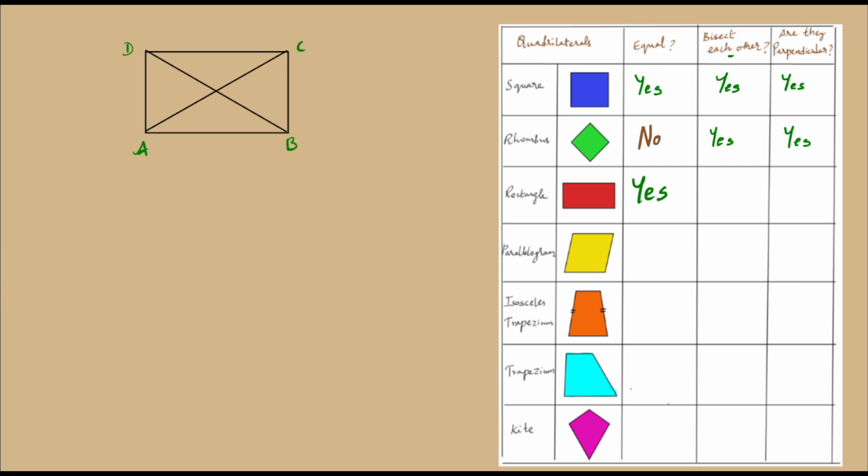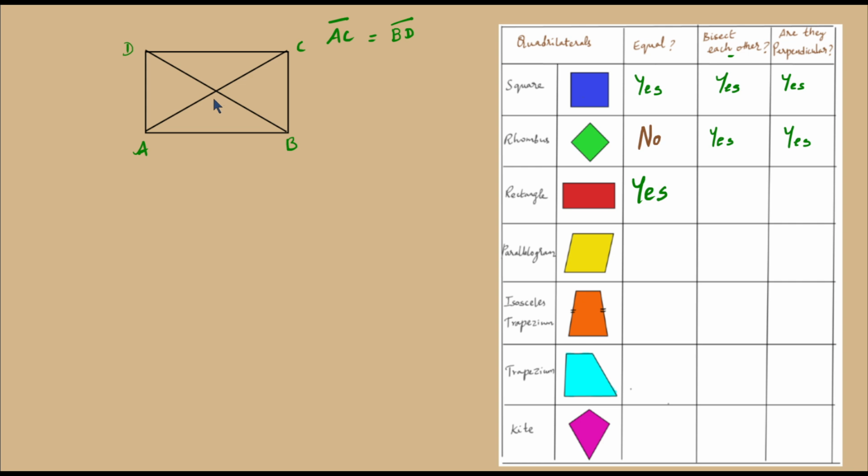In our earlier video, we had proved that in any rectangle, the two diagonals of the rectangle would be equal in length. In this rectangle ABCD, we had arrived at the conclusion that the length of the first diagonal AC is equal to the length of diagonal BD.